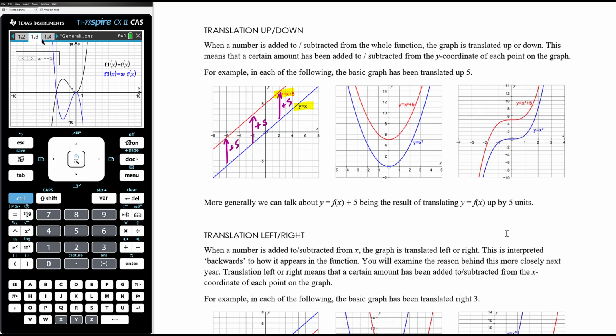Again, if we have y equals x squared and then we add 5 onto the end of that, so y equals x squared plus 5, we're taking that whole original graph and translating it up by 5. Okay, same with the cubic.